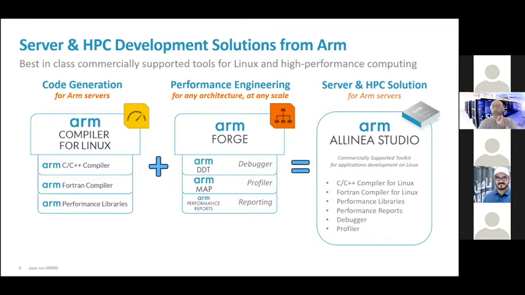So the whole suite can be put into two packages. We have the code generation package, which has the compilers and performance libraries. We have the other package, which is performance engineering, that I said is for any architecture at any scale. Together, that's the ARM Allinea Studio. But there's a catch here. The code generation package is architecture specific. So if we want something that is independent, that's ARM Forge for measuring the performance, for debugging. But if we are looking for performance libraries, then it is specific to ARM architecture only.